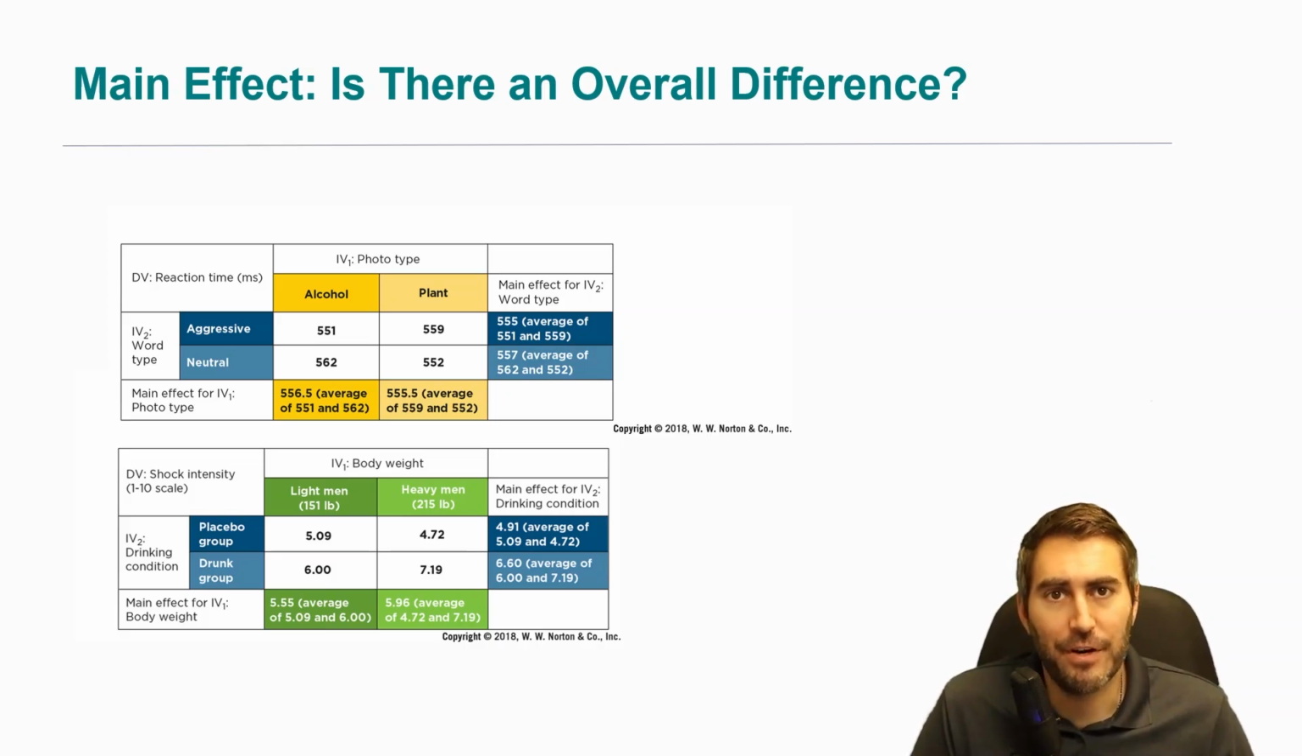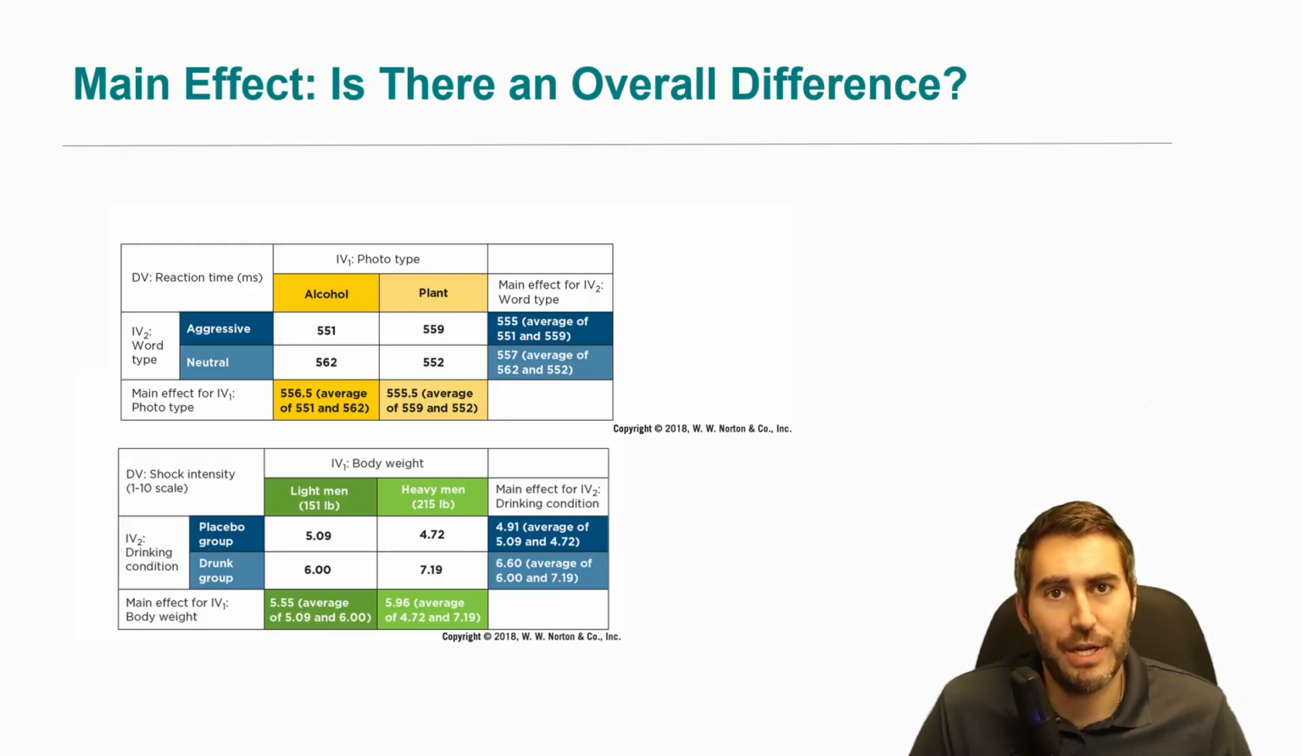In the top figure is data from a word association study. One independent variable, type of word, is highlighted in blue. The other independent variable, type of photo, is in yellow. To look for a main effect of word type, you would compute the reaction time to aggressive words and reaction time to neutral words by averaging across the 2 photo conditions.